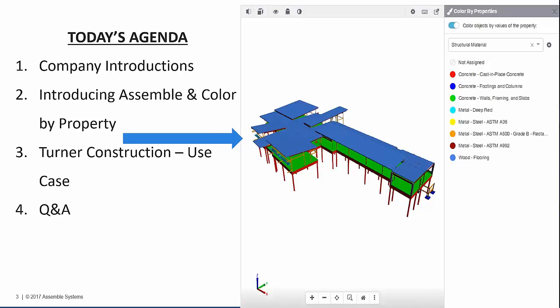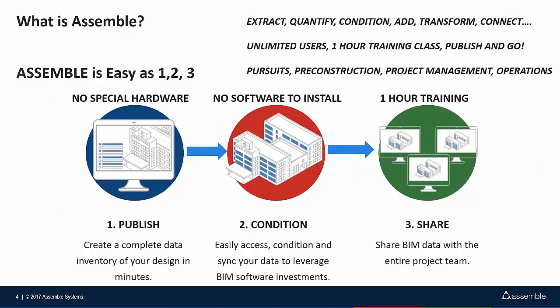Next, let me tell you what Assemble is. Assemble is a cloud-based system that requires no software, no hardware, and no Revit experience to unlock the data in the building information model. This allows you to minimize risk, understand scope, and improve production.